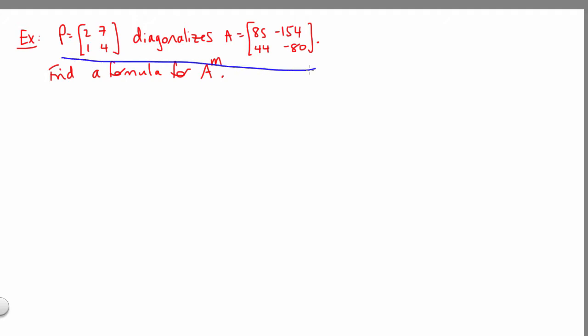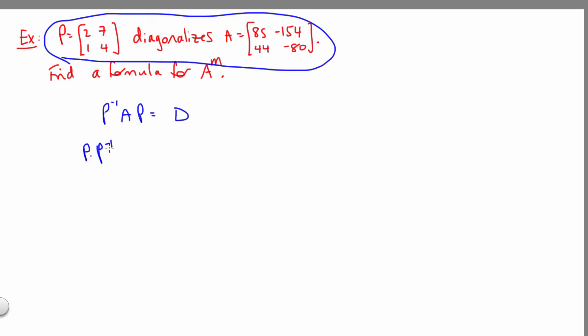Well, to say that P diagonalizes the matrix A means that P inverse AP is equal to D, where D is a diagonal matrix. Now we'd like to isolate A in this formula. So to do that, I'm going to multiply on the left by P because that will cancel with the P inverse. I'm going to multiply on the right by P inverse, again, because that's going to cancel with the P. Now whatever I do to the left side, I have to do to the right side. So on the right side, we'll have PD P inverse.